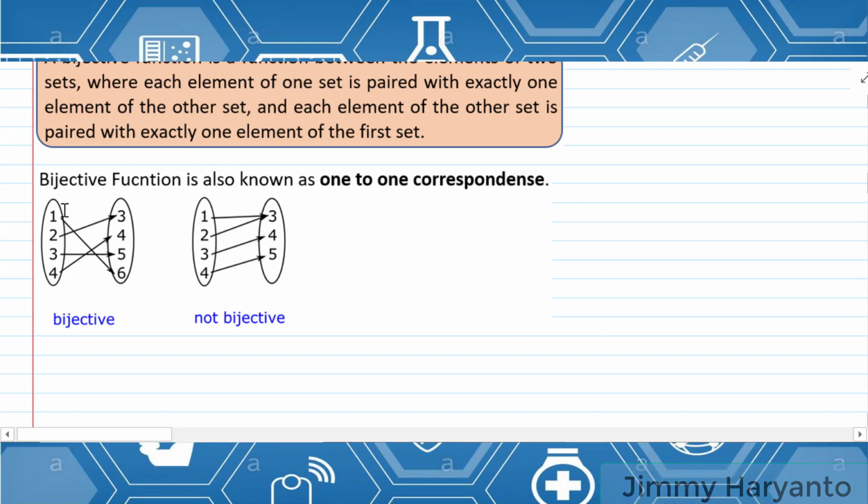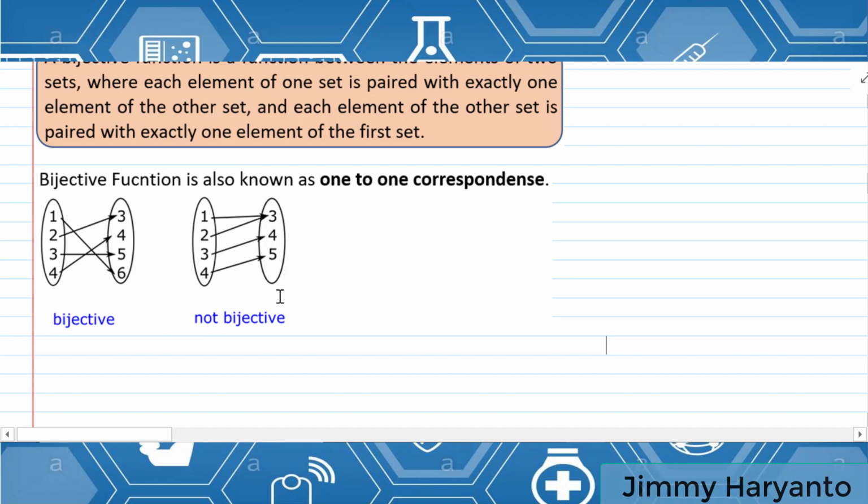Take a look at the difference. 1 pairs up with 6, 2 pairs up with 3, 3 pairs up with 5, 4 pairs up with 4. There are no domain that are not paired up. There are no codomain that are not paired up. So all of the domain and all of the codomain are paired up exactly one. So we call it bijective.